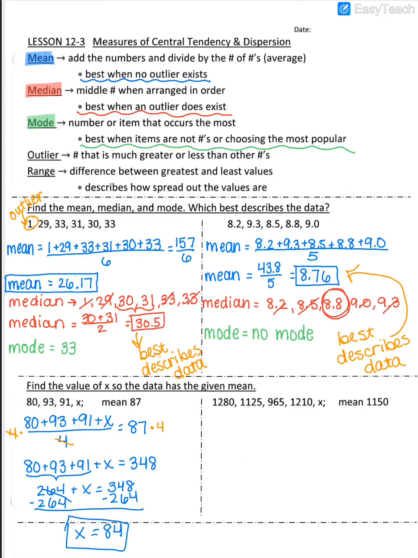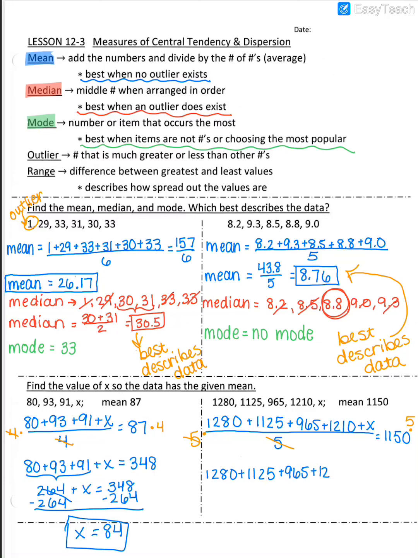So for the next one, we're going to do the same thing. We're going to do all of these numbers added together. This time there's 5, so we're going to do all of these on top added together, divided by 5, and that's equal to 1,150. So same deal. Let's go ahead and start with multiplying. So we're going to multiply both sides by 5 to get rid of the fraction here on the left. Sorry, actually, I don't need to do that yet. I'm going to do 1280 plus 1125.